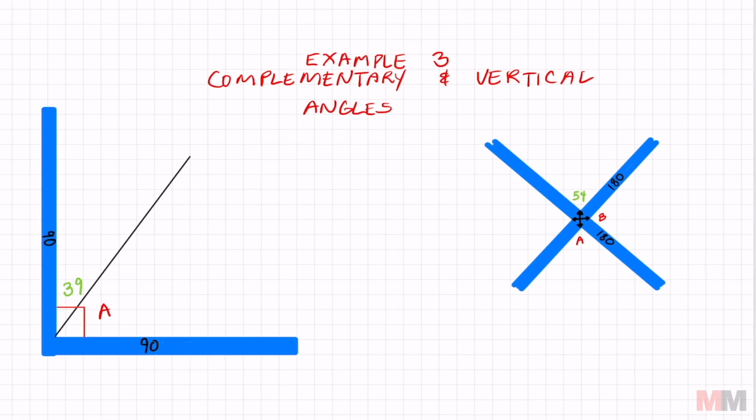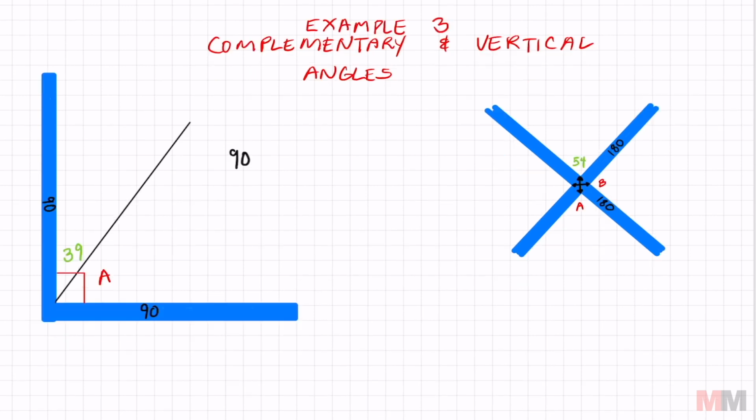If you want to do it the easy way, you could just take 90 and subtract 39. So I'm just taking this minus this, and I will get A. 90 minus 39 is 51. And here's how you check your answer. If A is 51, if I add 51 plus 39, I better get 90 degrees, and it does check out.